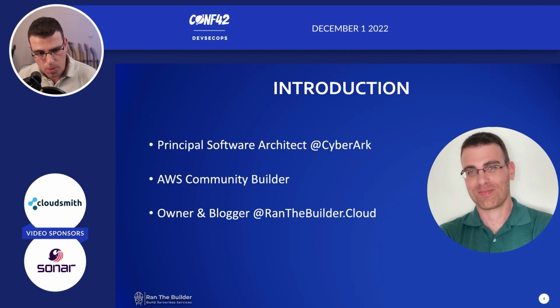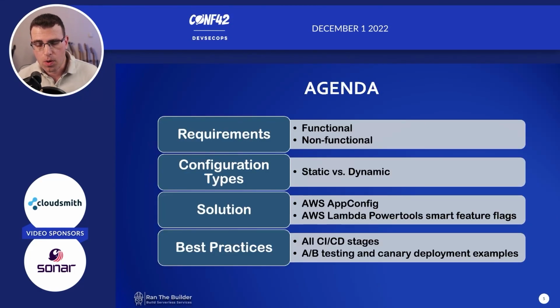So what are we going to talk about today? We're going to talk about the requirements for these capabilities. We're going to discuss the functional and non-functional requirements for a solution. And since feature flags are a configuration, we're going to discuss the configuration types and how we're going to implement the feature flags. We have dynamic and static configurations. I'm going to show you a deep dive of the AWS AppConfig and Lambda Powertools solution. We're going to talk about smart feature flags and what's smart about them. And lastly, we're going to discuss the best practices for using feature flags, from development to testing to production.